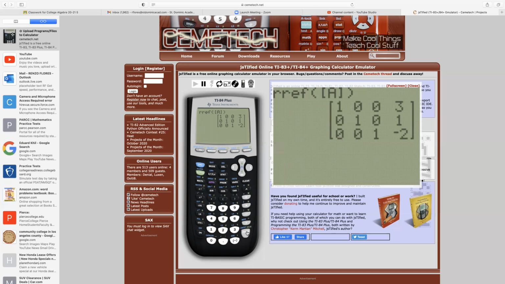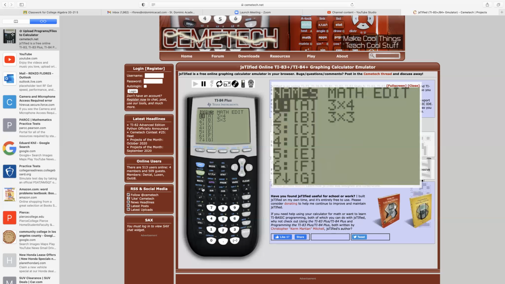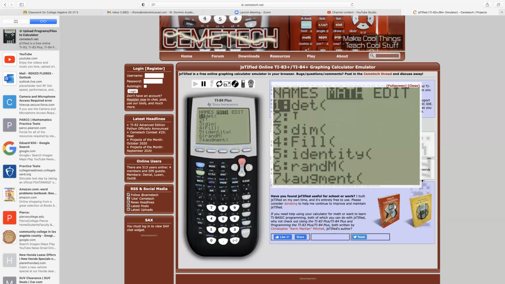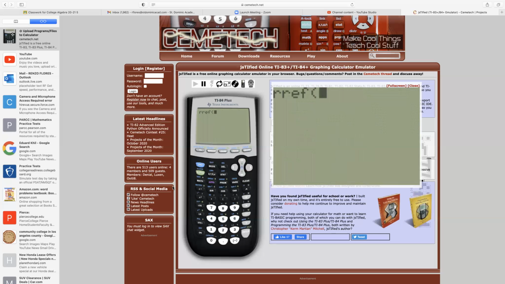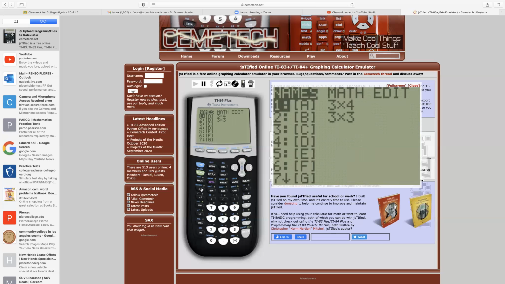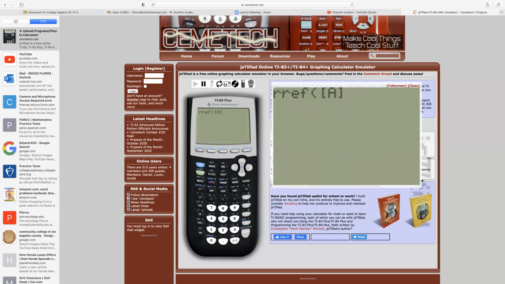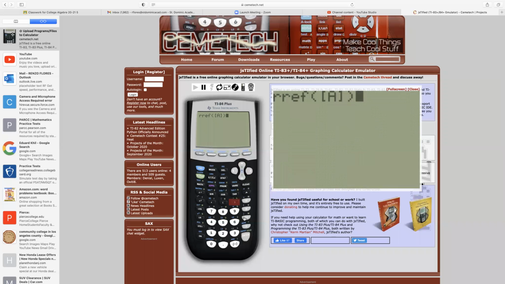Let me do that one more time, just in case you didn't get it. Let's clear this up. So I want reduced row echelon form of that matrix, right? I go second, matrix, math, this one, right? Reduced row echelon form. You click on that, you press again second, matrix, you click on A, and then you close it, right? And you get the answer right away. So that's the answer for this: x equals 3, y equals 1, c equals -2. That's how you do it.